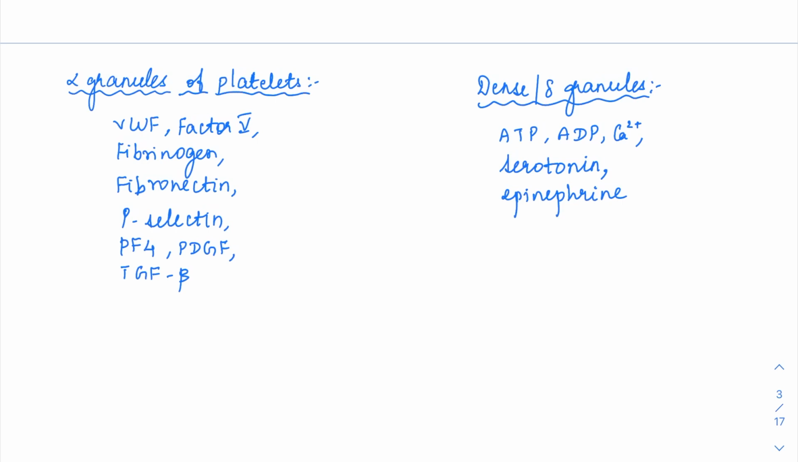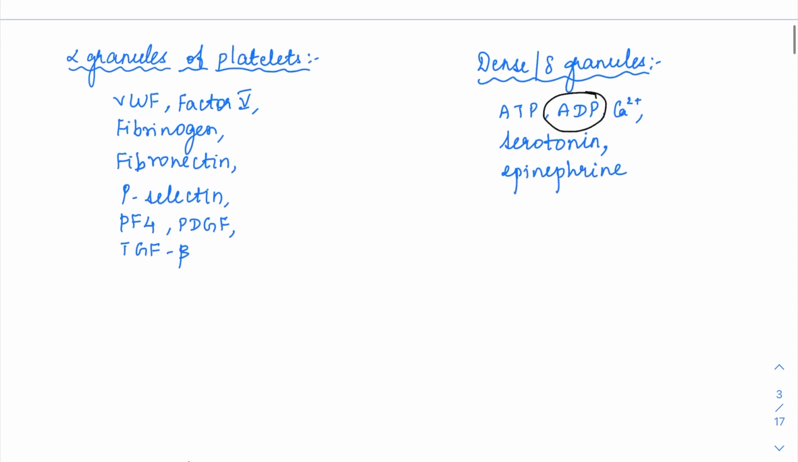Dense granules or delta granules, here it is the ATP, ADP, calcium, serotonin and epinephrine which are present in the dense granules. So this is the ADP I mentioned, which is released during the release reaction, going and auto-activating the platelet adhesion. Okay. So now we have seen the primary hemostasis.